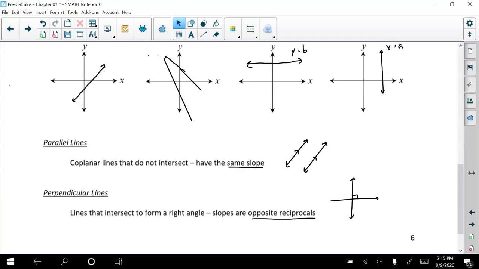So if you want to think about opposite reciprocals, if we have 1/2, the opposite reciprocal of 1/2 is -2. The opposite reciprocal of -1/3, for example, would be 3. So those slopes would be perpendicular. If we had a 2, -1/2. If we had a -1, the opposite reciprocal of that is actually a +1. So those are opposite reciprocals.